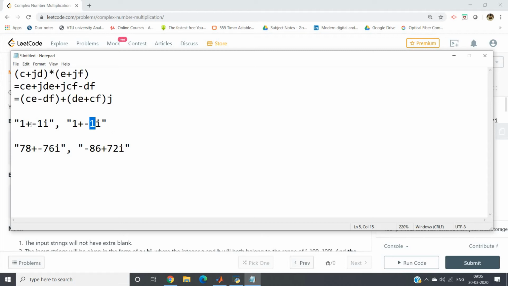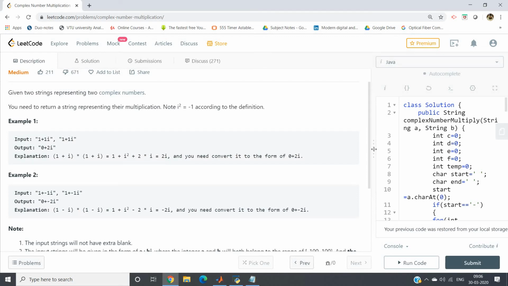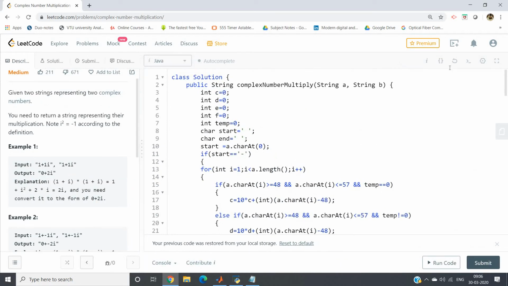But what we have to keep in mind is the sign. Suppose this is d, where d is appearing, before that if a minus sign is there, we have to make d as minus d. Another thing, suppose in the beginning itself a minus sign is present, then c will be, or d will be, negative, that also we have to take care of. Okay, so the signs of c, d, e, f have to be taken care of. Simply you can do it using if else conditions only. So here is my code. Let me show you here.